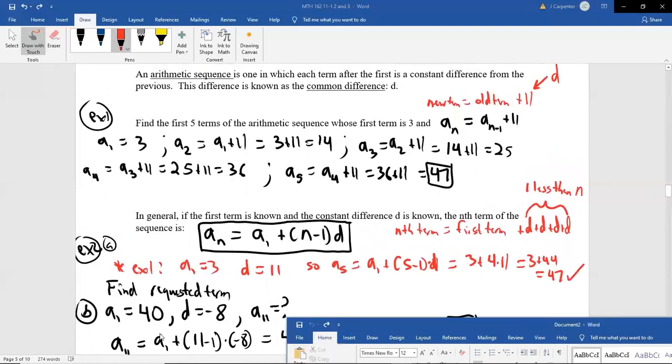So we take the first term. We say the 11th term is the first term plus, since we want the 11th term, we have to subtract 1 from 11, because we won't add or subtract that number 11 times. We would add or subtract it 10 times, then times that constant difference. 11 minus 1 being 10. So that's 40 plus 10 times negative 8, which is 40 minus 80, which is negative 40.